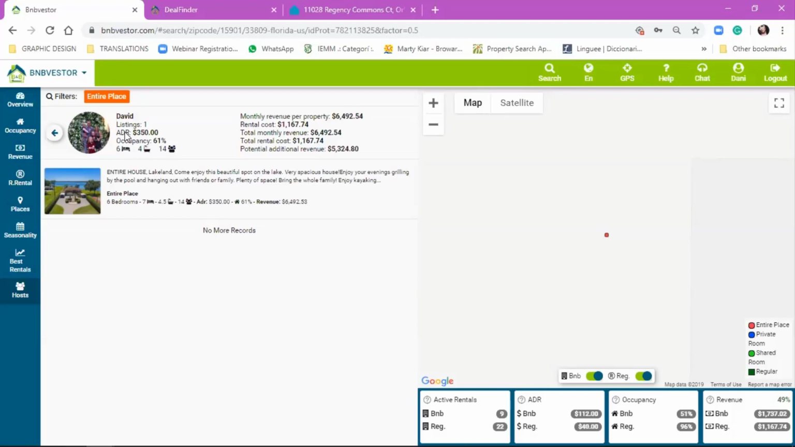Okay, so he must throw in a sofa bed in there as well. But he has a potential additional revenue of 5,324. Remember, you have to consider that he has a very decent occupancy rate, but he has a very high average daily rate. But what will maintain the average daily rate is both the area and the actual property. The property must be stunning.